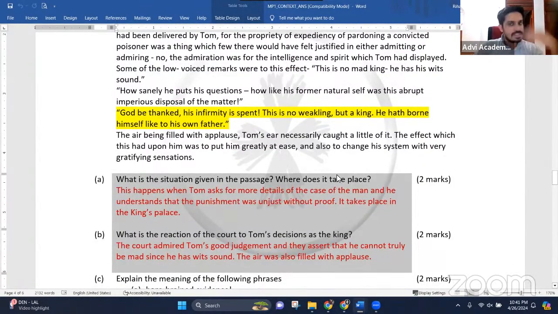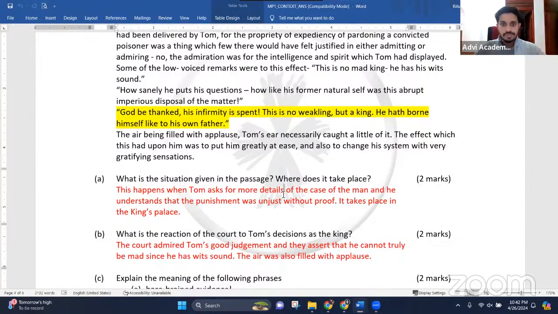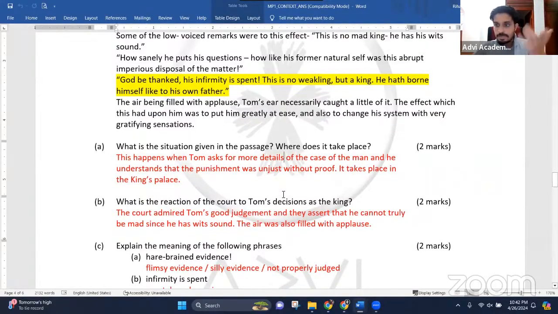Where does it take place? If you remember the situation, this is basically where Tom tries to save some innocent people instead of giving them harsh punishments without proof. This is what happens in Prince and the Pauper, where there is a weakness of the judicial system. Yes. And then look at the B question. What is the reaction of the court to Tom's decisions?